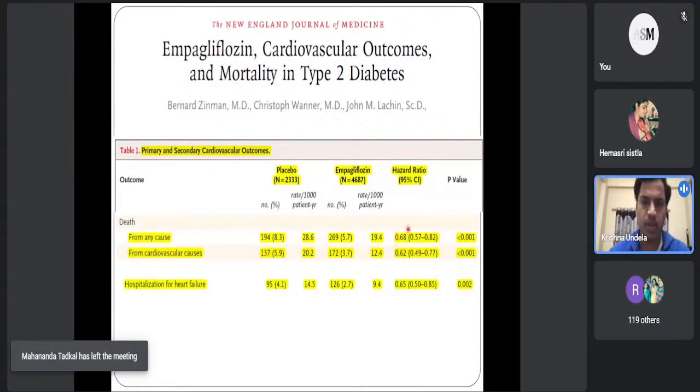Negative in the sense it is reducing, right? The outcome, what are the outcome we are having here? Death from any cause. Because it is less than 1, it is reducing. Reducing for what? Empagliflozin. So we can conclude it clearly.